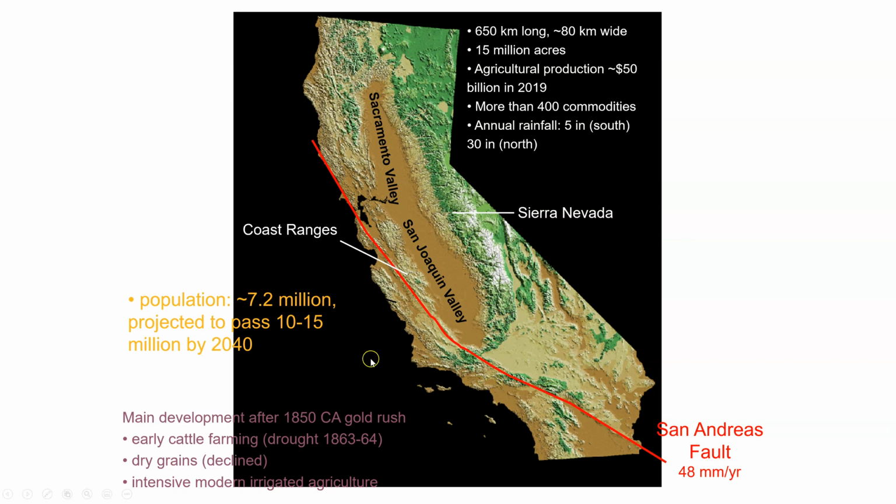The population of the Central Valley is about 7.2 million, and by 2040, we're looking at 10 to 15 million people living in the valley. It is 650 kilometers long, about 80 kilometers wide. There are approximately 15 million acres, and the agriculture production in 2019 was 50 billion. There are more than 400 commodities in the region, and our annual rainfall is only 5 inches in the south, but 30 inches in the north. In Fresno, we're about 10 inches on average. The main development after the 1850 gold rush was early cattle farming, dry grains, and intense irrigated agriculture.